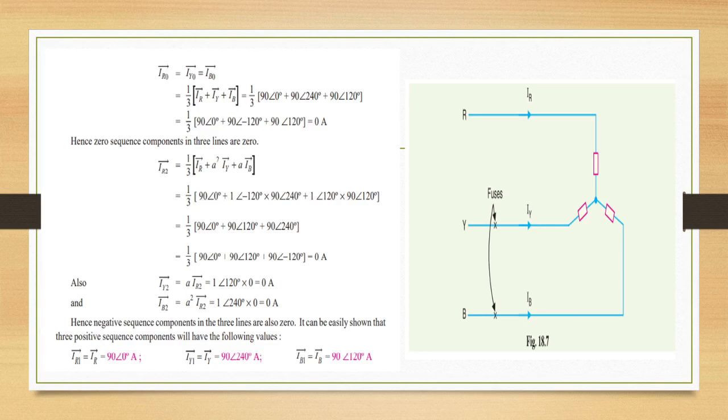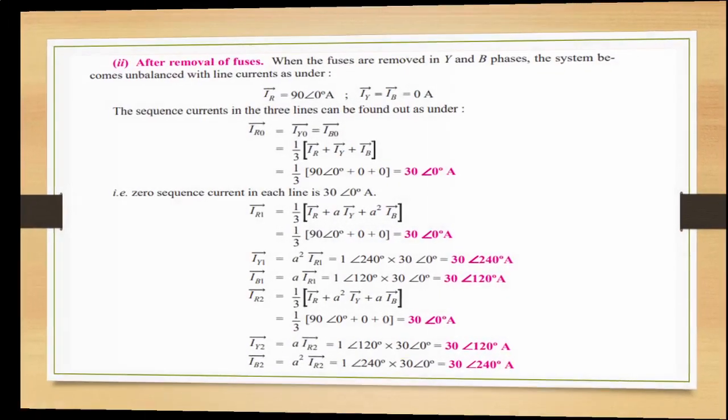So IR2 is now 1/3 of IR plus A square IY plus A IB, that is 0. IY2 is A IR2, that is 0. IB2 is A square IR2 and that is 0. So negative sequence components in three lines are also 0. It can be easily shown that the three positive sequence components will have the following values. IR1 is 90 angle 0, IY1 is 90 angle 240 degree ampere and IB1 is 90 angle 120 degree ampere.